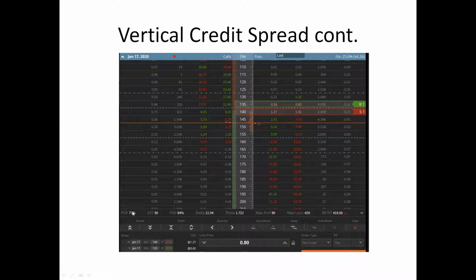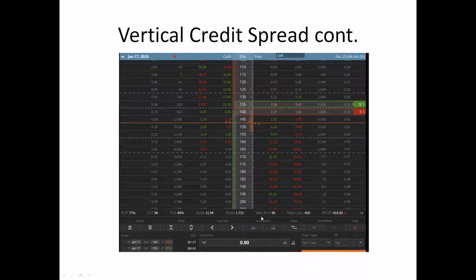This is the POP. Most of you are aware of it if you know Tasty Trade. That is the chance of making one penny or more by this day here, which in this case would be January 17th. The P50 is your percent chance to make 50% of max profit prior to expiration. So in this case, I just threw this together, but this is a high probability trade, right? It's a 77% chance that I'm going to make a penny by expiration, but an 84% chance that I'm going to get $40, right? 40 cents out of this before January 17th. Okay, so that's why I like that.